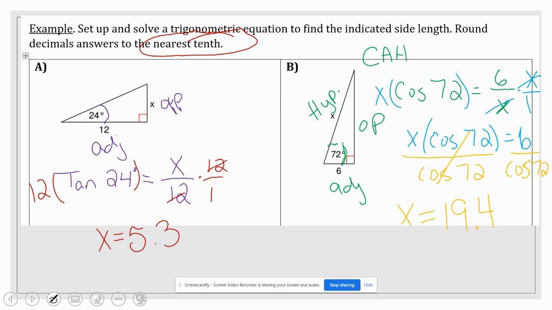And that should make sense because your hypotenuse has to be bigger than your legs. And so 19 is larger than 6. We know we went in the right direction with that.